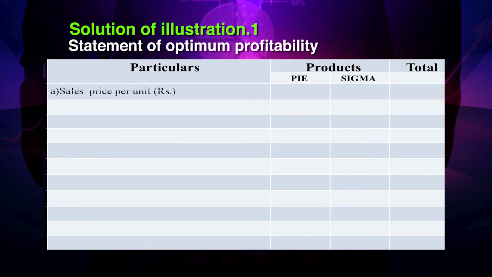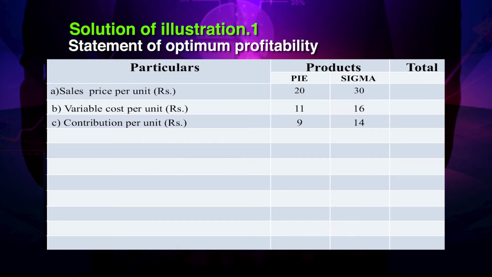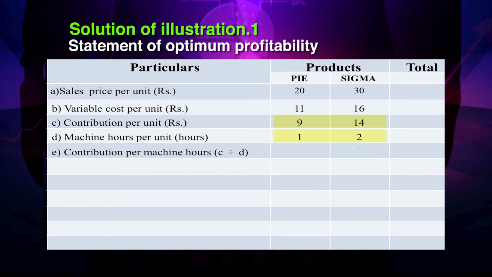A, sales price per unit: for P 20, sigma 30. B, variable cost per unit: 11 for P, 16 for sigma. C, contribution per unit, that is A minus B: 9 for P, 14 for sigma. D, machine hours per unit: for P 1 and sigma 2. Contribution per machine hour, that is C divided by D: 9 for P, 7 for sigma. Based on this contribution, we will rank the products. So, ranking is 1 for P, second for sigma.